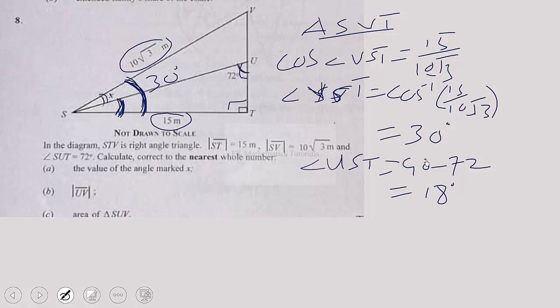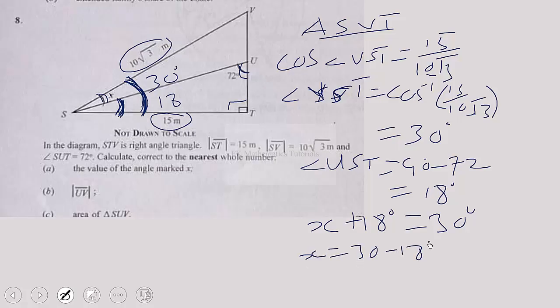So it means angle X plus 18 degrees should be equal to 30 degrees. When you add 18 to X, you're supposed to get the whole angle, which is 30. So X will be equal to 30 minus 18 degrees, and that will give you 12 degrees. So X equals 12 degrees.